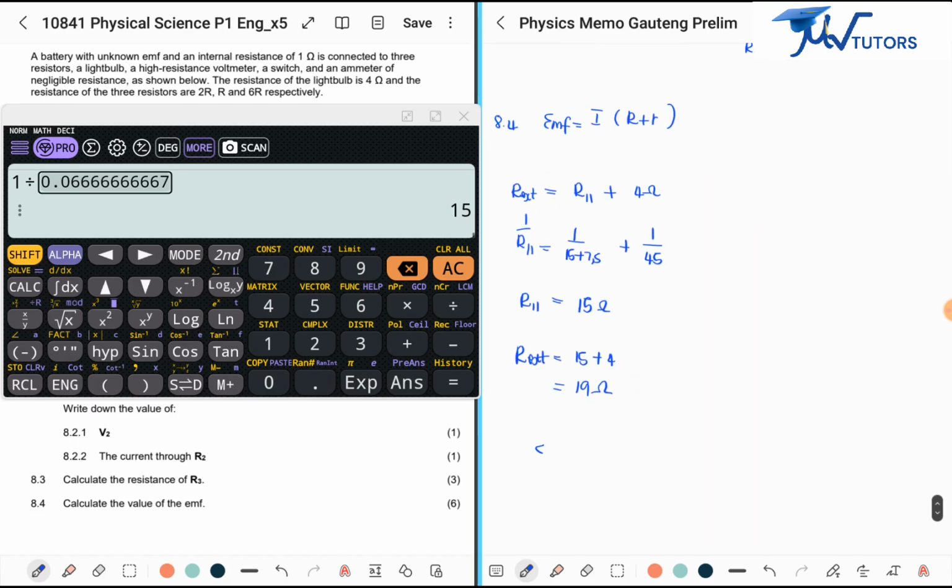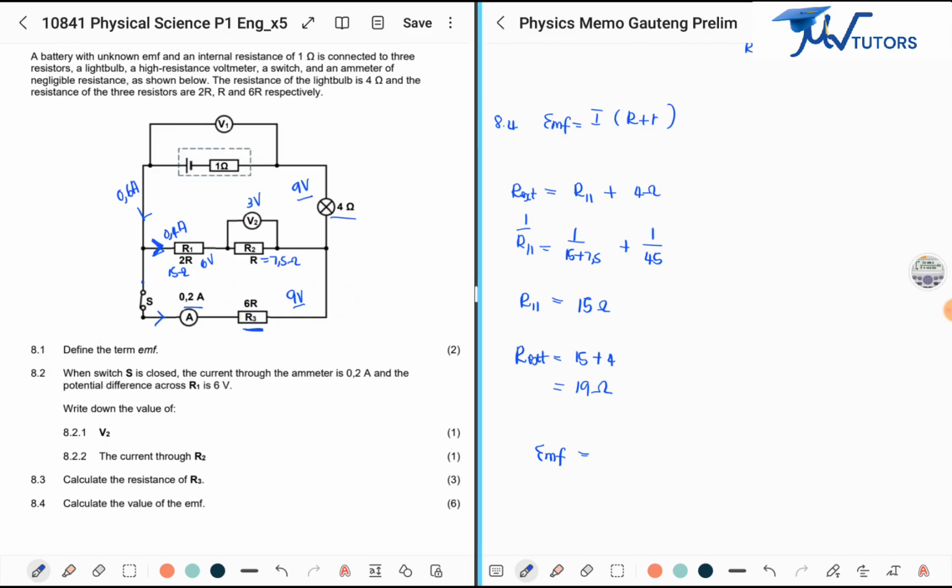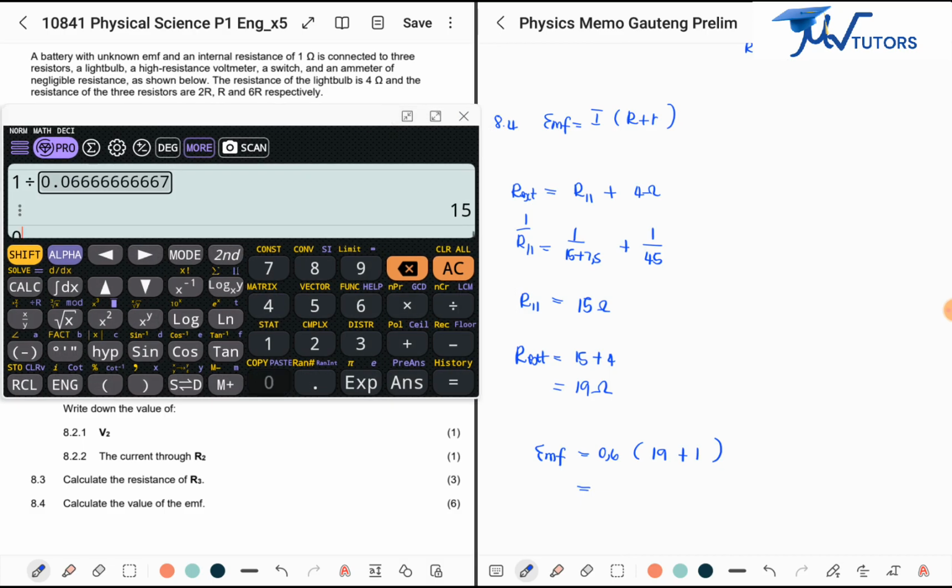So EMF is equal to the total current, which is 0.6. External resistance is 19. Internal resistance is 1. So basically, we have 0.6 multiplied by 20, which is 12 volts.